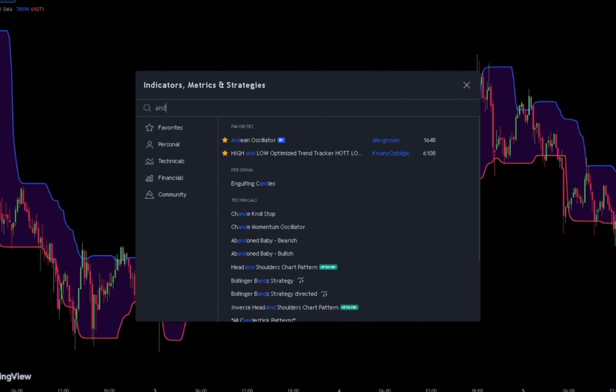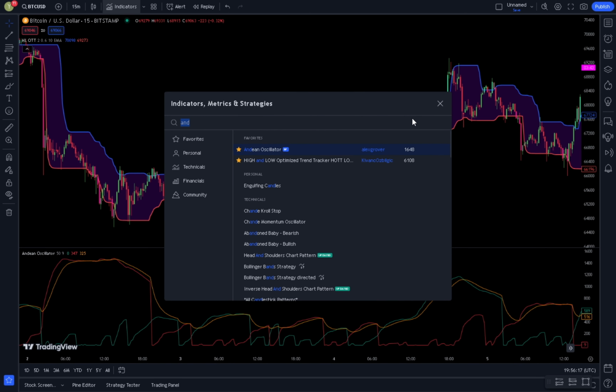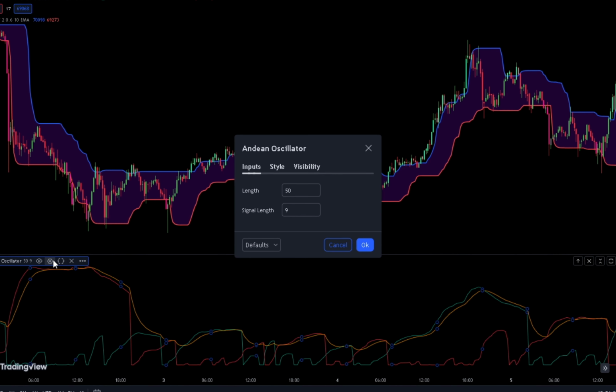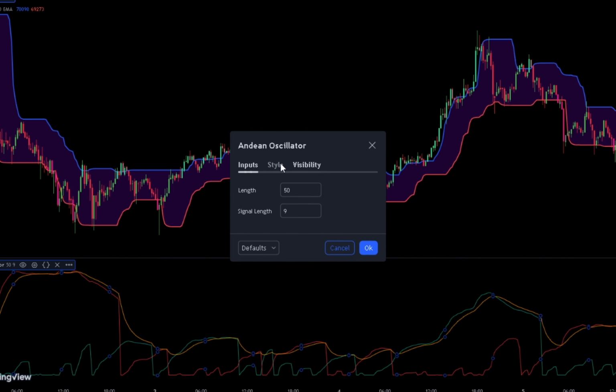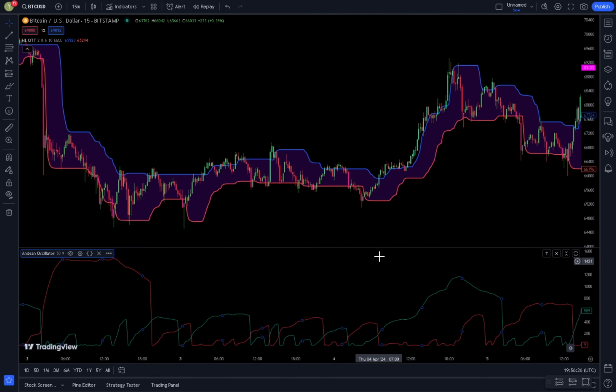orders. Go back to the Indicator Search tab and type in Andean Oscillator. Select Andean Oscillator from Alex Grover. Access the Andean Oscillator indicator settings and keep the input settings at their default. Then, go to the Style tab and uncheck the box next to the signal. Click OK to confirm the changes.